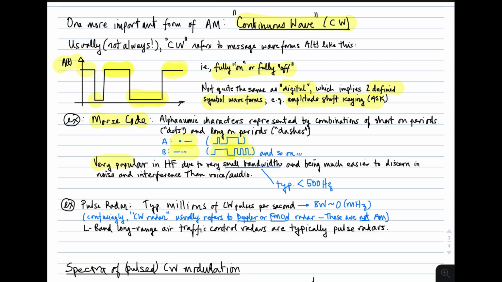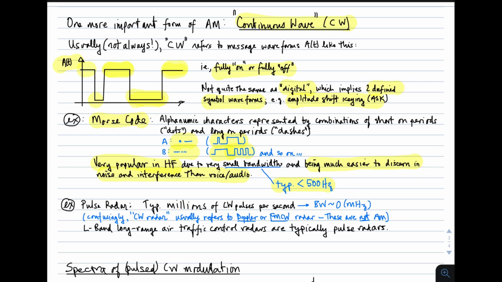You should know that Morse code is actually pretty popular at HF, and the reason is because it can have extraordinarily small bandwidth, typically less than 500 hertz or so. Actually, often much less than 500 hertz or so. And it has the advantage of being very easy to discern in the presence of noise and interference. So what that means is when there is noise and interference in the channel, they of course interfere with your ability to demodulate, but CW, you're only listening for 2 things. Is it present or is it absent? And those things are relatively easy to discern compared to a continuously varying waveform.